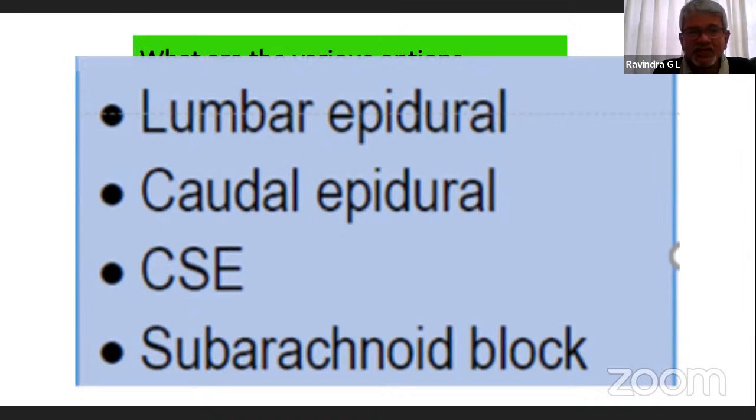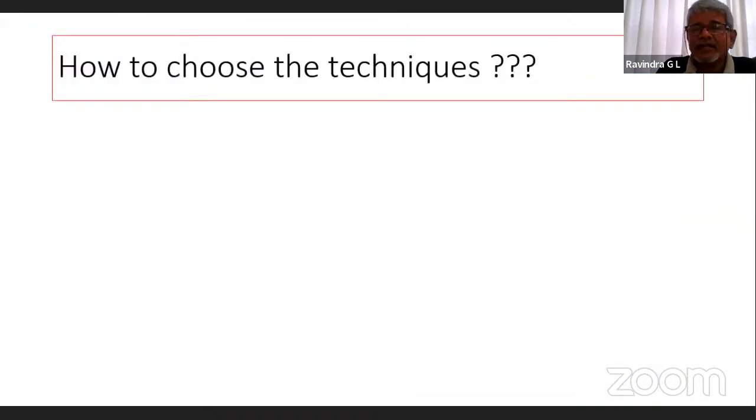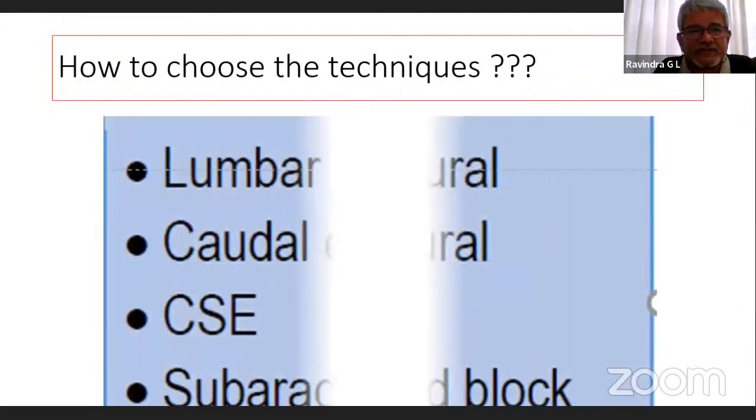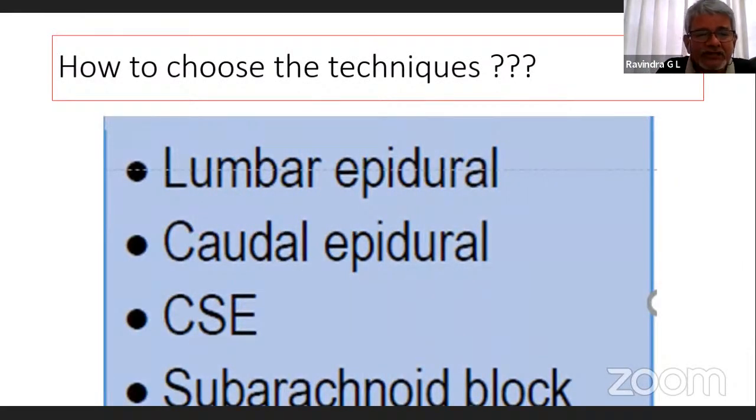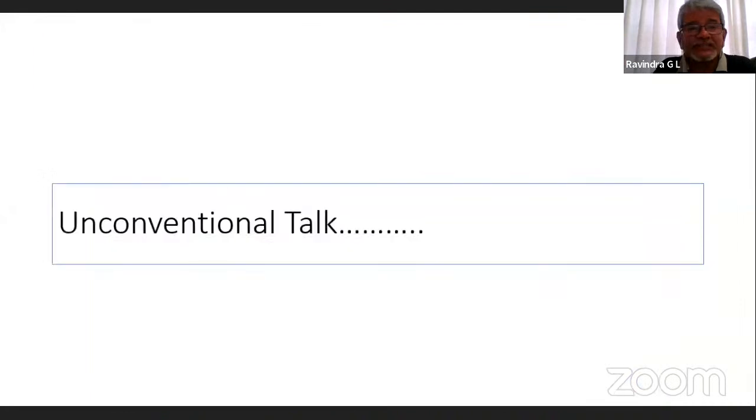So that brings us to the regional techniques. Now, I have given you a few choices. There are about three or four choices. Lumbar epidural, caudal epidural, combined spinal epidural, and subarachnoid block. Caudal epidural, for obvious reasons of the maternal cleanliness and maintenance of the epidural catheter in that area is very difficult. That is the reason why nobody uses caudal epidural these days. So that goes out of my discussion. Now you are left with three things.